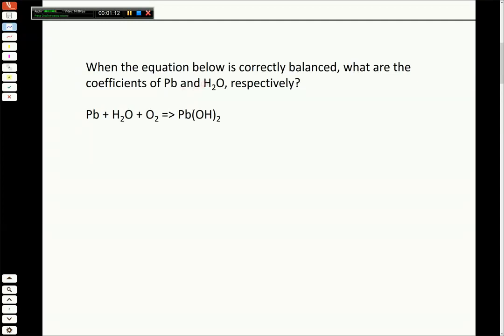I think this was a multiple choice question. I don't have all the choices listed here, but unless we're told otherwise, we want to try to balance these with whole number coefficients and then see what the coefficients are that we're asked about.